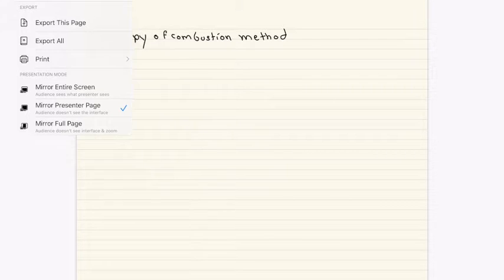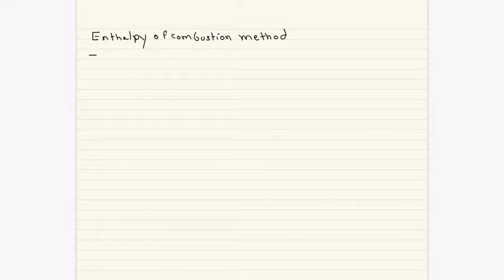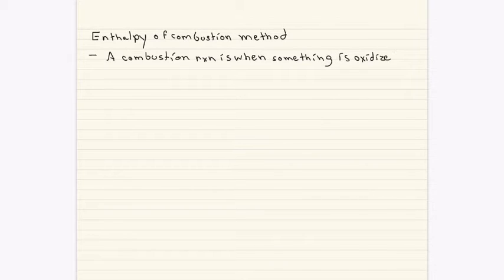Now you've seen combustion reactions before in chapter 4, but just to redefine them, a combustion reaction is when you have some sort of molecular species and that molecular species is oxidized with O2 gas to form some specified product.